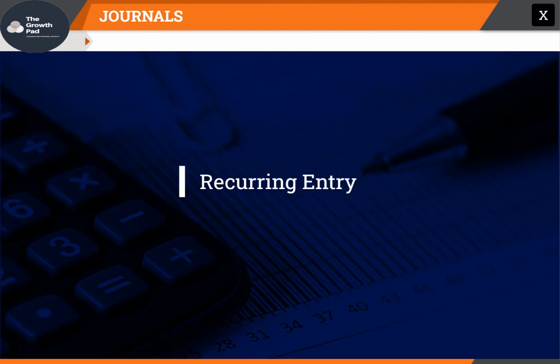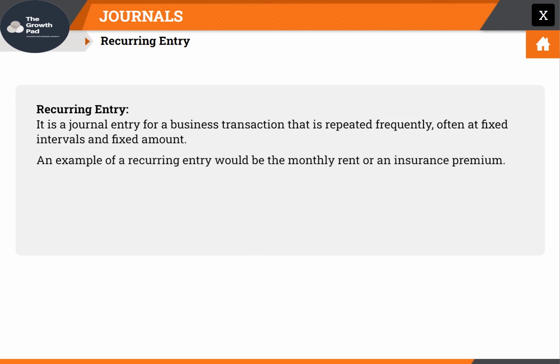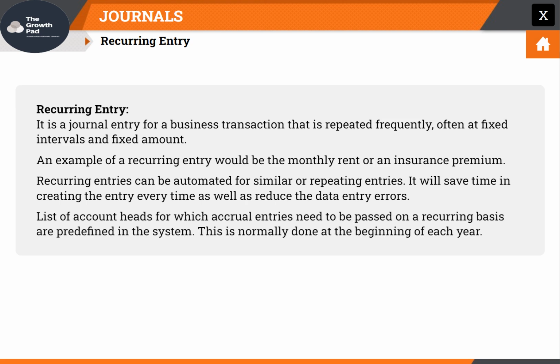Recurring entry. It is a journal entry for a business transaction that is repeated frequently, often at fixed intervals and fixed amount. An example of a recurring entry would be the monthly rent or an insurance premium. Recurring entries can be automated for similar or repeating entries. It will save time in creating the entry every time, as well as reduce data entry errors. The list of account heads for which accrual entries need to be passed on a recurring basis is predefined in the system. This is normally done at the beginning of each year.